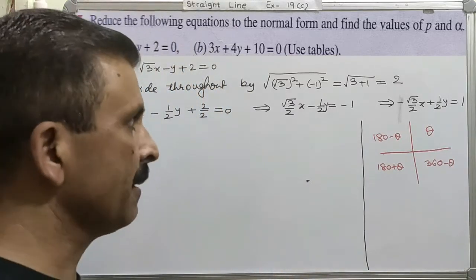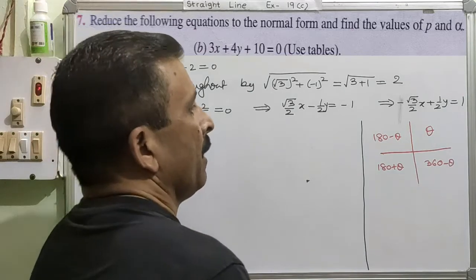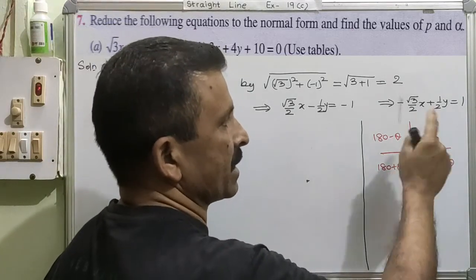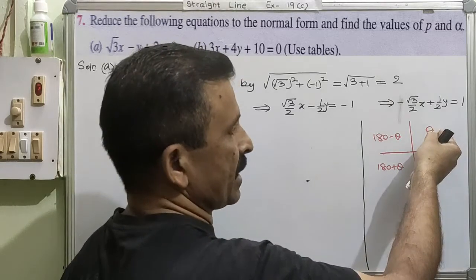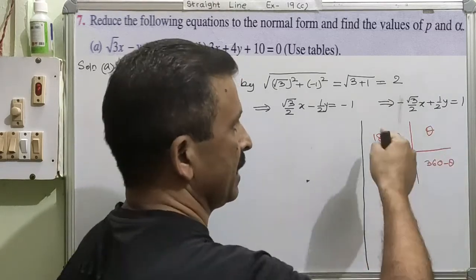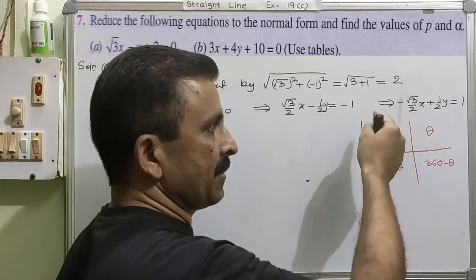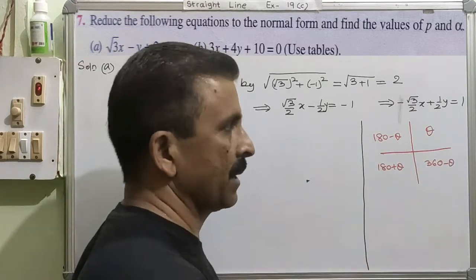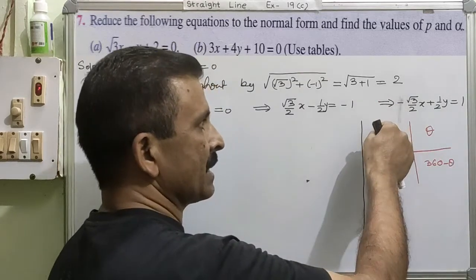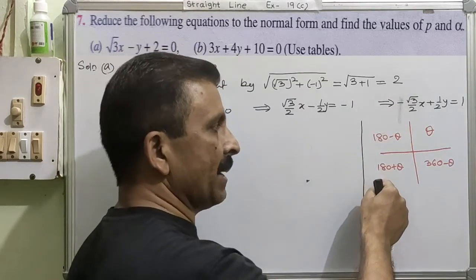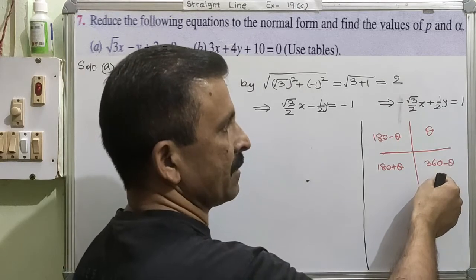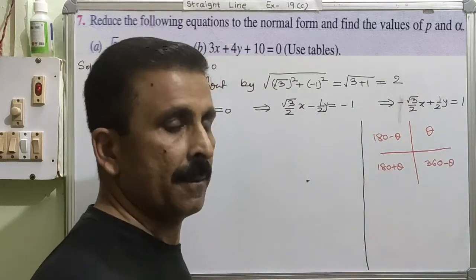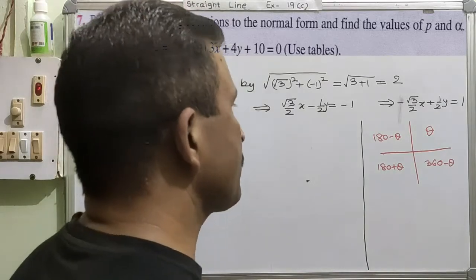Am I very clear? Also, now you need to understand what the sign convention is. This is the first quadrant where all the trigonometrical ratios are positive. Here only sine is positive, here tan is positive, and this is where cos is positive. All positive, sine positive, tan positive, cos positive. Add sugar, tea, coffee. Am I very clear?